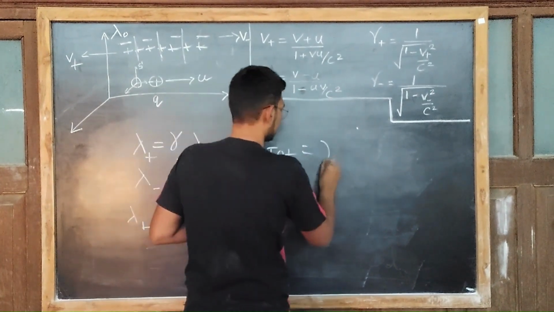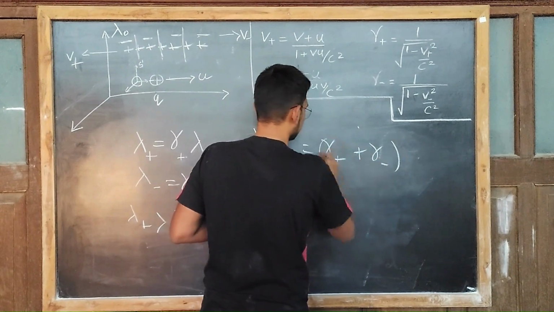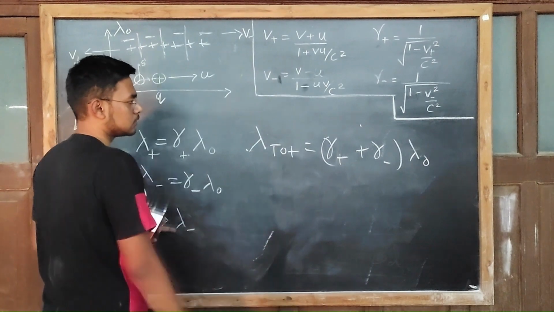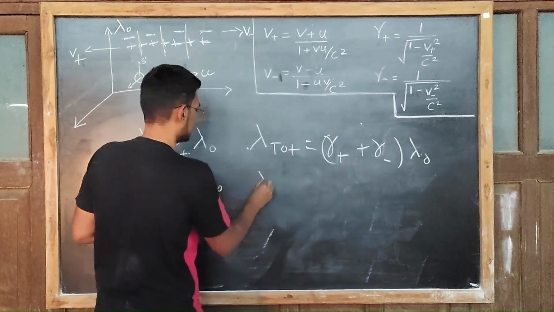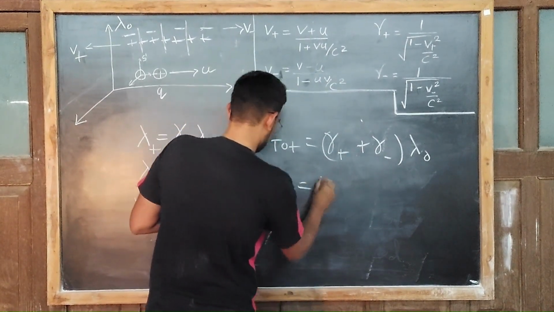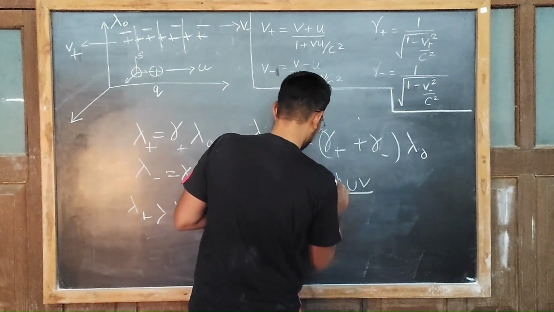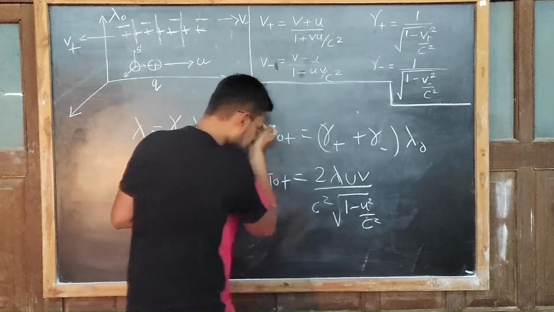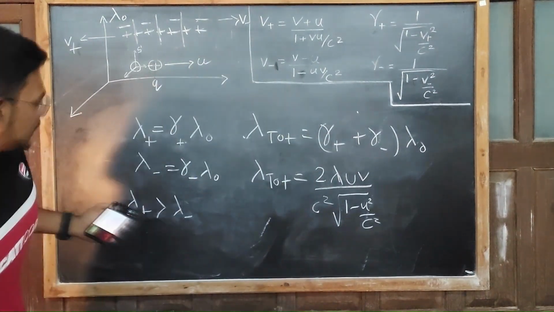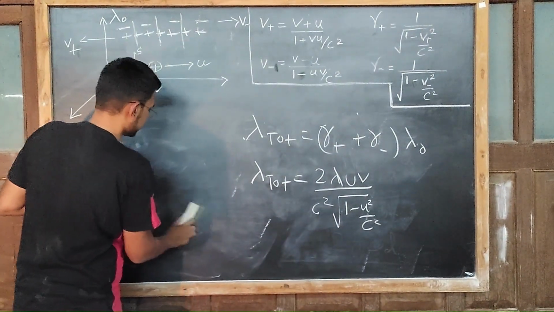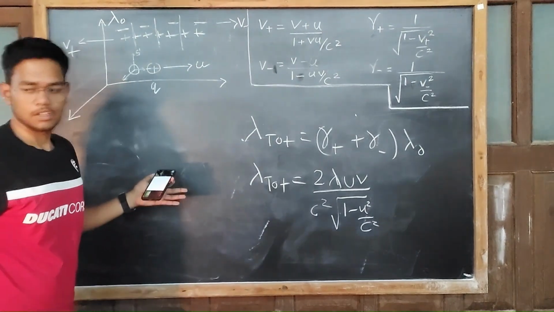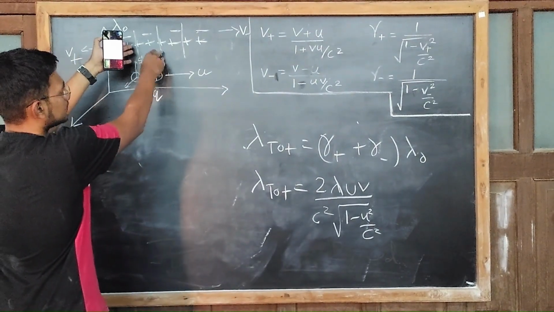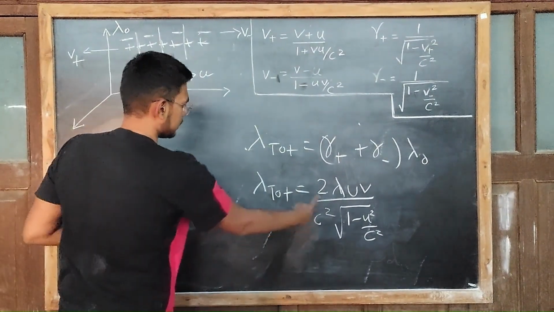That will be gamma plus, gamma minus times lambda naught. We know the value of gamma plus, we know the value of gamma minus. We can do some more algebra, and we get the lambda total to be 2 lambda u v divided by c square under root 1 minus u square by c square. This is the total lambda, and you can see in this equation the total lambda comes out to be positive, and you can relate this to the situation where the total charge density is positive, hence this value is also positive.